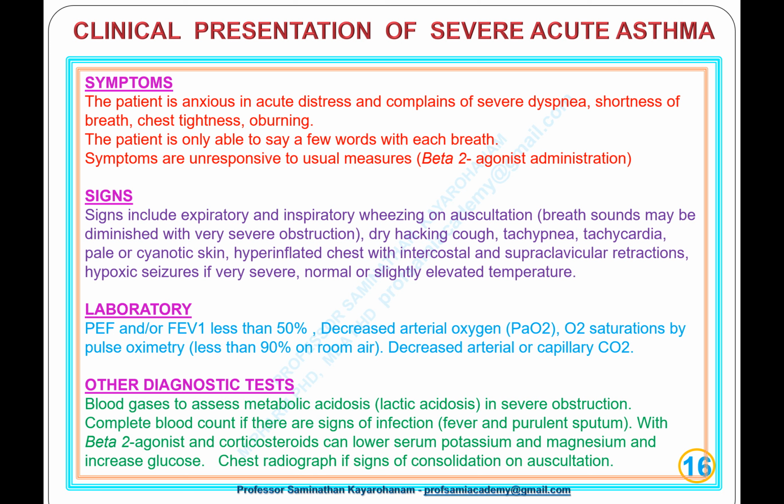Complete blood count if there are signs of infection, fever and purulent sputum. Beta-2 agonist and corticosteroids can lower serum potassium and magnesium and increase glucose. Chest radiograph if signs of consolidation on auscultation.